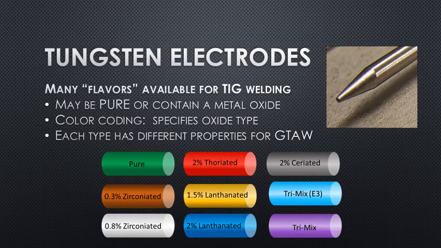If we take a look below, you'll see that green indicates a pure tungsten electrode, brown and white are zirconiated tungsten, red is thoriated, which is also radioactive, gold and blue are lanthanated, gray is ceriated, and light blue and purple are trimix tungstens, which are technically not designated as specific classes.